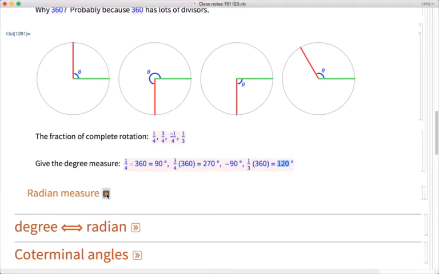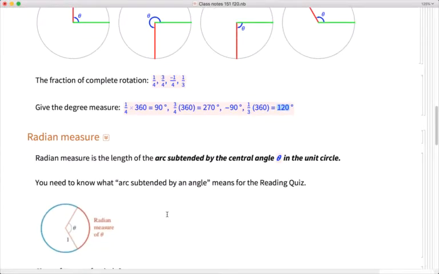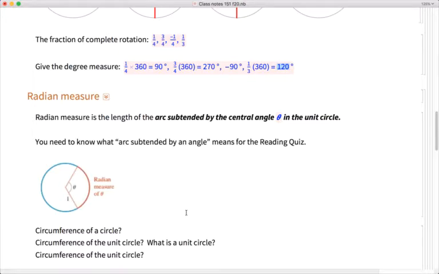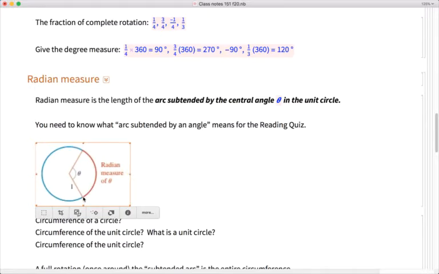Okay, the other way we measure the angle is through something called radian measure. So radian measure, defined by this little picture here, is the length of this arc. The portion of the circle here is called the arc, and it's called the arc subtended by the central angle theta. And this happens to be the unit circle, having radius 1.